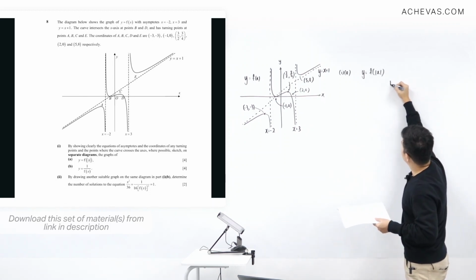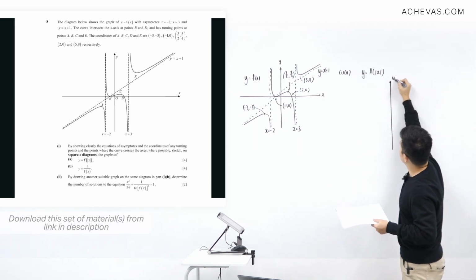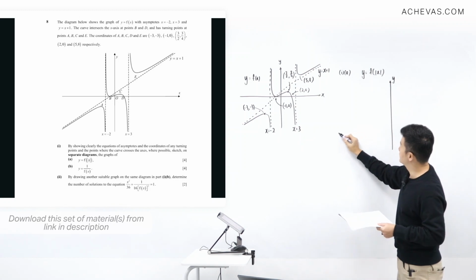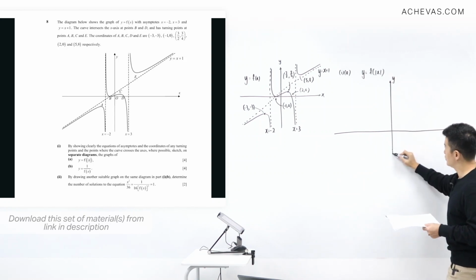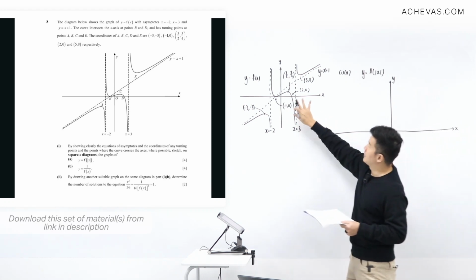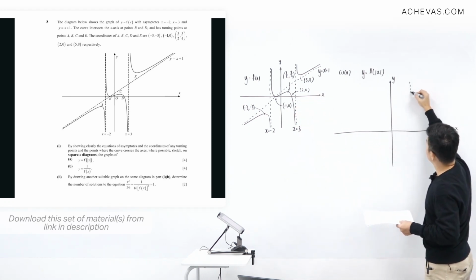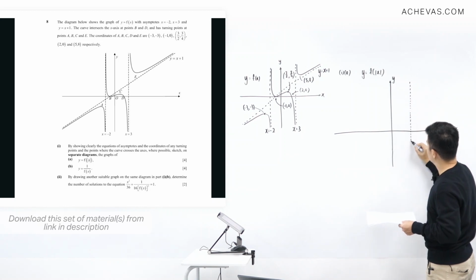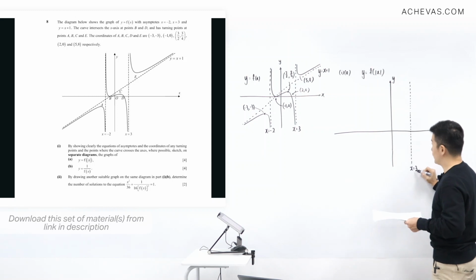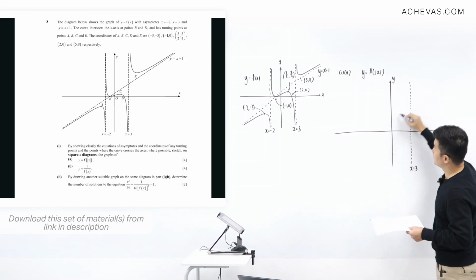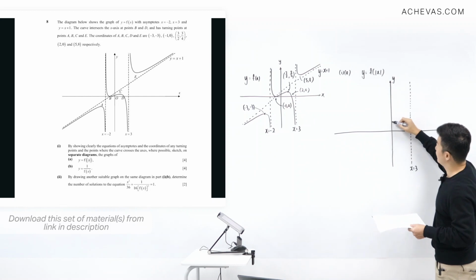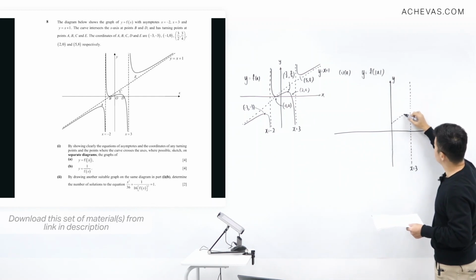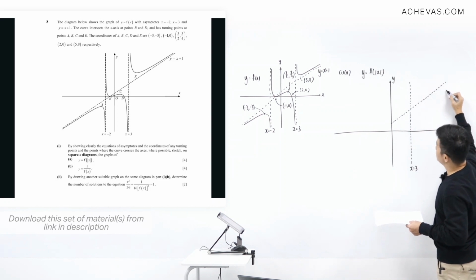So let me try to draw the y-axis first and then the x-axis. I'm going to draw it a little bit bigger so that I can fill in all the numbers. I'm going to draw just this part of the graph. So we have a vertical asymptote, and this is x is equal to 3. We have that oblique asymptote, starting from 1, which is the y-intercept. So this line is y is equal to x plus 1.